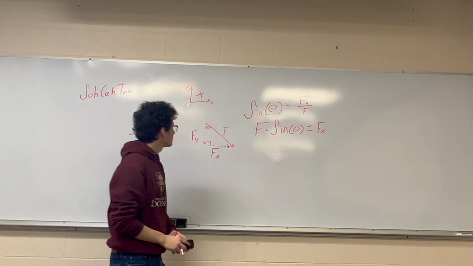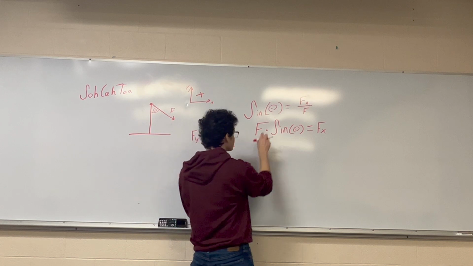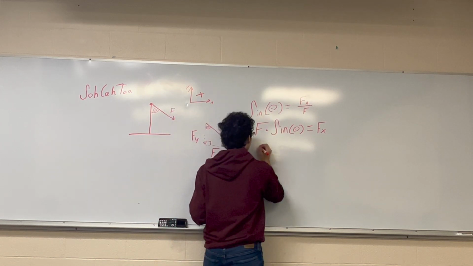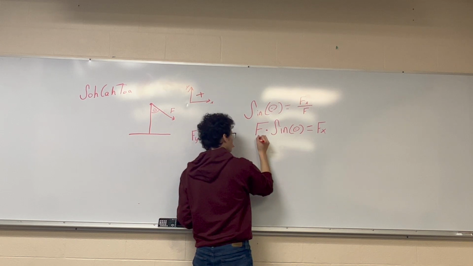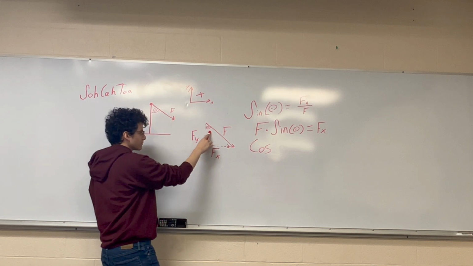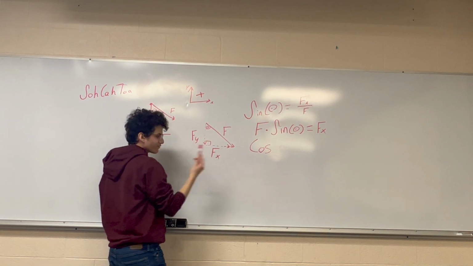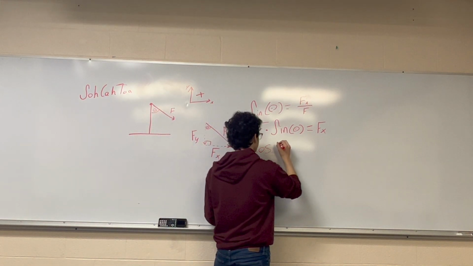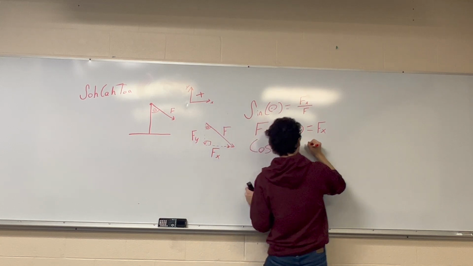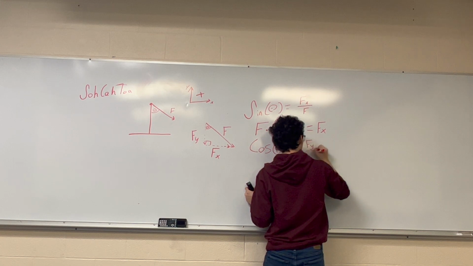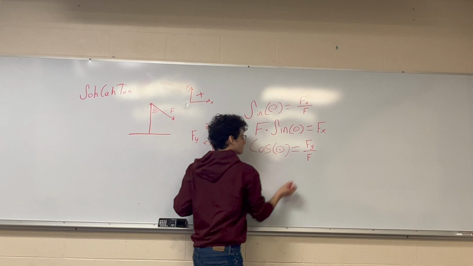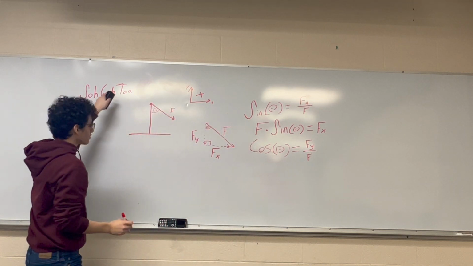Let's find the y. We're going to use the same thing. We only know the angle and F. Okay? So we're going to use cosine, because theta is adjacent to Fy. So cosine theta is equal to Fy over F, because again, adjacent over the hypotenuse.